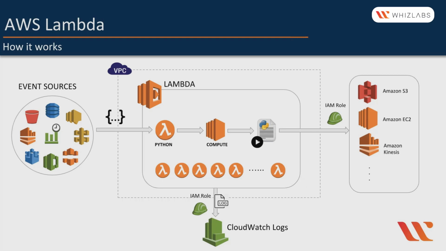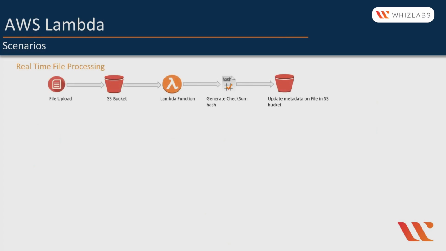Let's take a look at some of the typical scenarios of using Lambda. So the first one is real-time file processing. You can use Amazon S3 to trigger AWS Lambda to process data immediately after an upload. For example, you can use Lambda to calculate the checksum hash of an uploaded file and then add it as metadata to the file in S3.